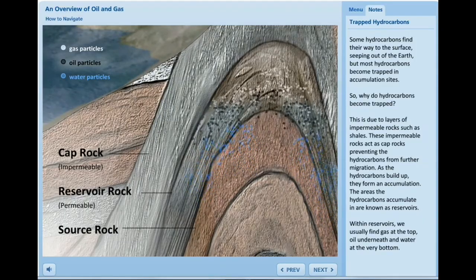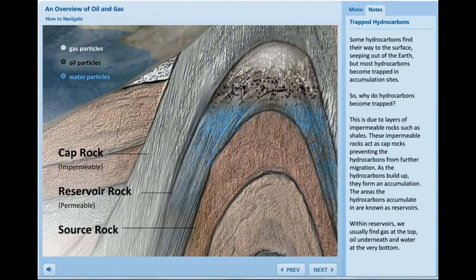The areas the hydrocarbons accumulate in are known as reservoirs. Within reservoirs, we usually find gas at the top, oil underneath, and water at the very bottom.